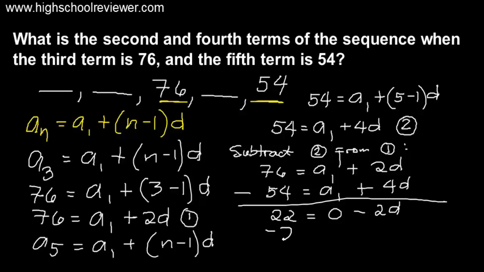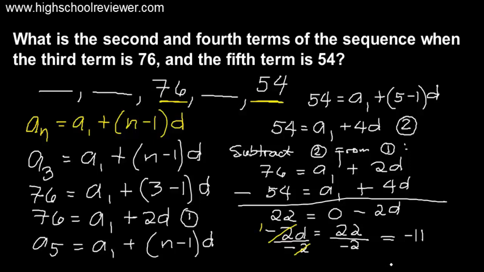So we can interchange: negative 2d equals positive 22. To find d, we need to divide both sides of the equation by negative 2. So we can cancel out the negative 2 here; negative 2 divided by negative 2 is positive 1. So our value for d will be 22 divided by negative 2, which is negative 11. So our d, or the common difference, is negative 11.